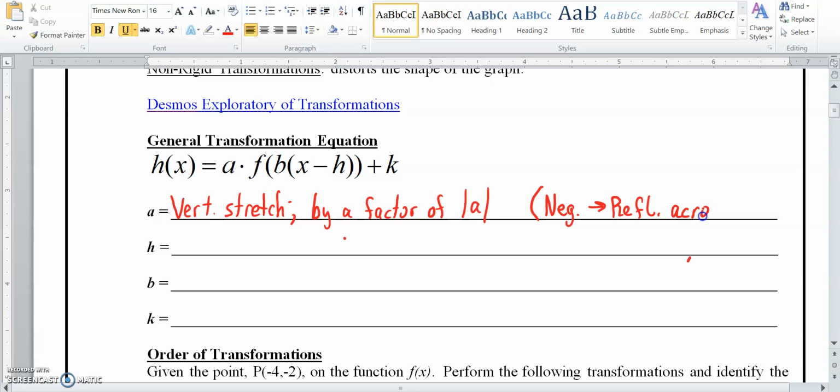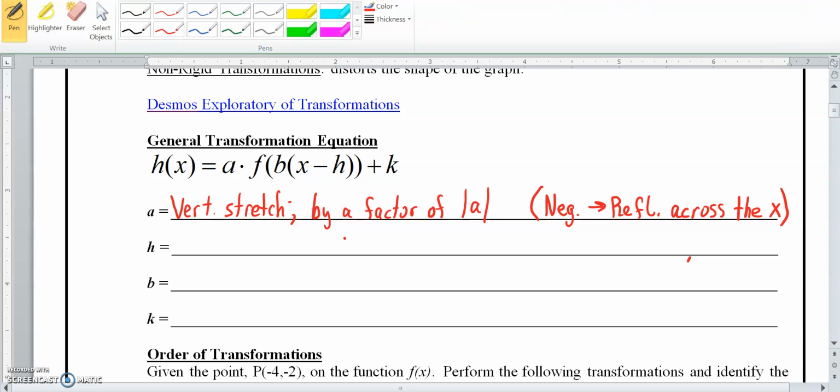across the x-axis. And I ran out of room, but again, I think hopefully you remember that. And the idea was, yes, that the negative does affect the graph by flipping it across the x-axis. Our H is our horizontal translation.